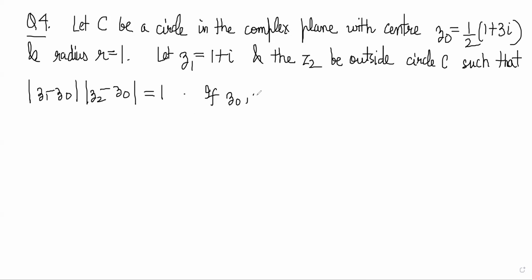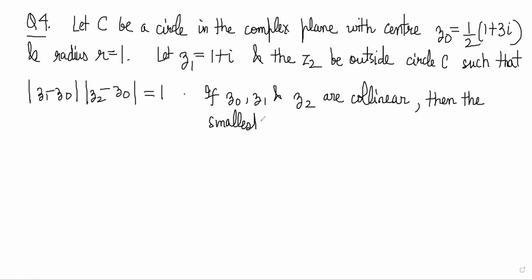If Z0, Z1 and Z2 are collinear, then the smallest value of mod Z2 square is equal to what? Again, think carefully about how to do this question. Think about the geometrical situation.